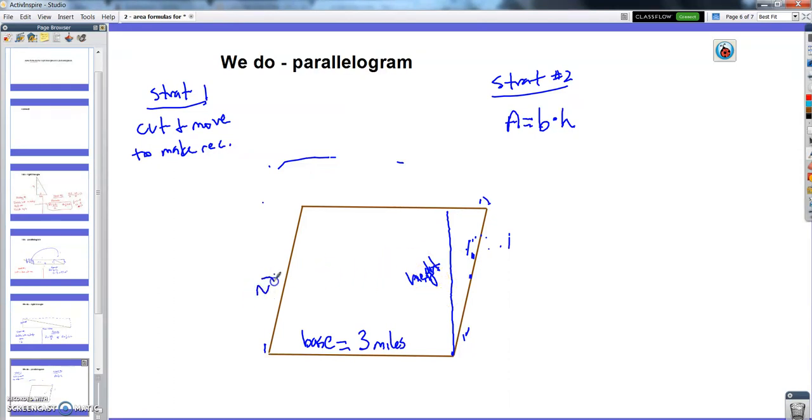And the other little thing to remember, this 2.5, this didn't matter. I mean, it would matter if we were finding the perimeter and going around the outside, but it doesn't matter for the area. We just need the base and we just need the height, and that's it. So it has the same formula as a rectangle, as long as you remember what's the base and what's the height.